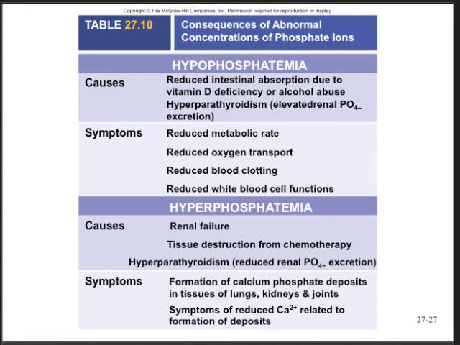Hyperphosphatemia, on the flip side, can be caused by renal failure or tissue destruction from chemo or hyperparathyroidism, resulting in reduced renal phosphate excretion. Symptoms include formation of calcium phosphate deposits in the tissues, the lungs, kidneys, and the joints. Symptoms of reduced calcium related to the formation of these deposits also result. And when we're talking about these deposits, we're talking about crystals. So this will contribute to, among other things, renal calculi.